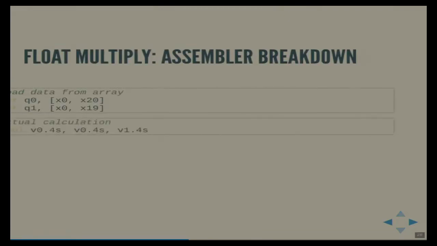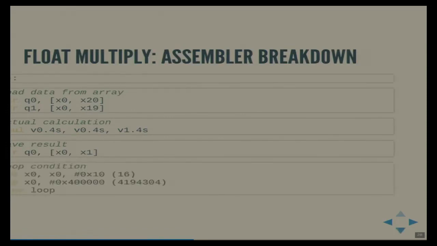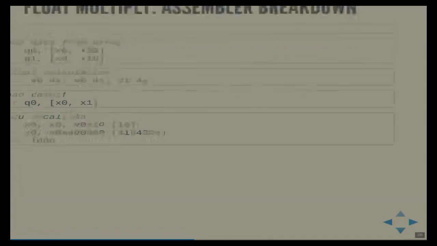We do a multiplication. You'll see here that the guest code that we're running is actually vectorized. So it's actually doing 4 multiplies at a time. And then finally, we save the result. And then we do our loop. So let's have a look at how this is broken down into TCG operations.